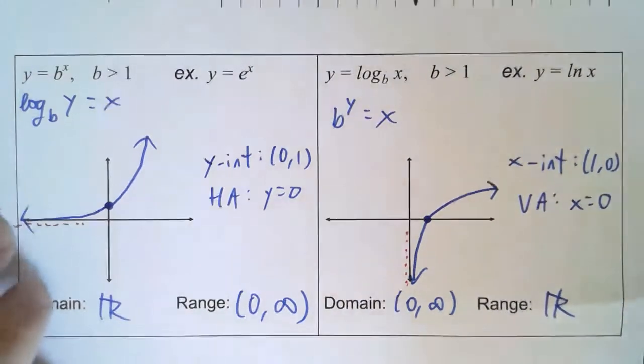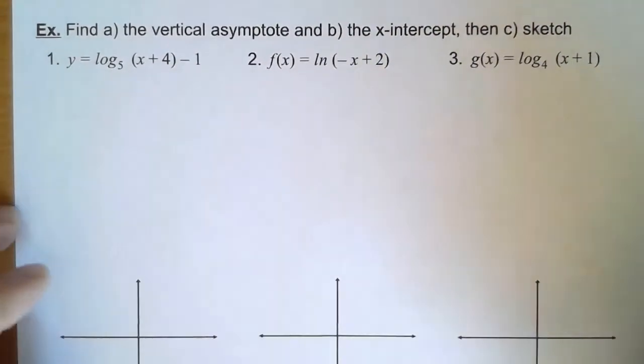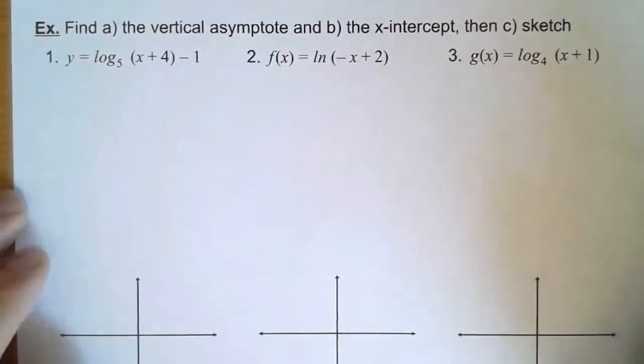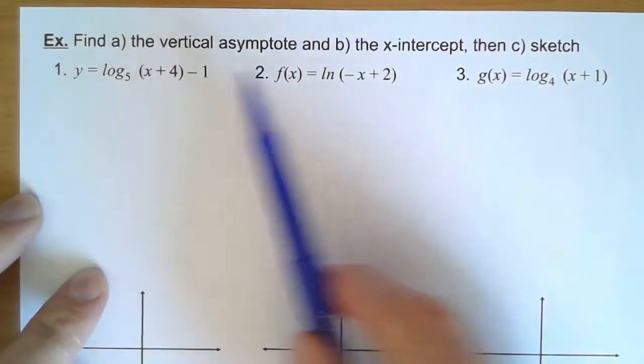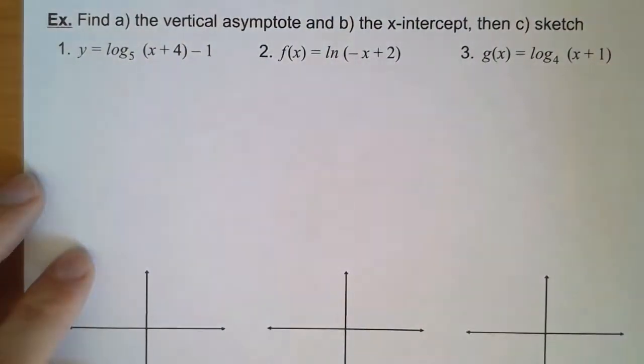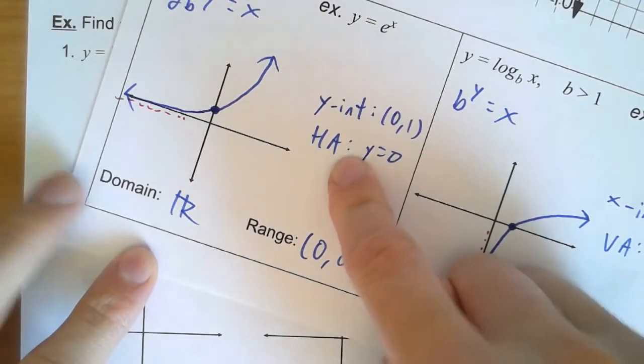Okay, so then of course we're going to do what we did with every other type of graph. Now that we know the base graph, we can do some transformations. Okay, so log graphs, the key features are now a vertical asymptote and an x-intercept, instead of, again, the exponential had a y-intercept and a horizontal asymptote.